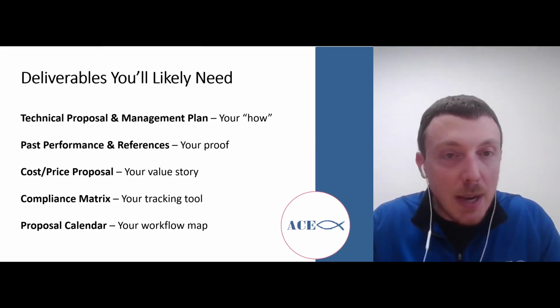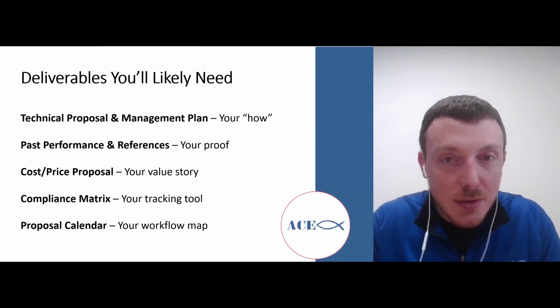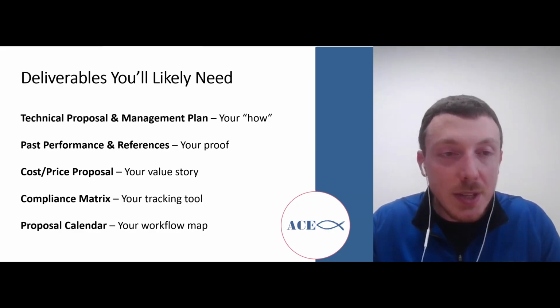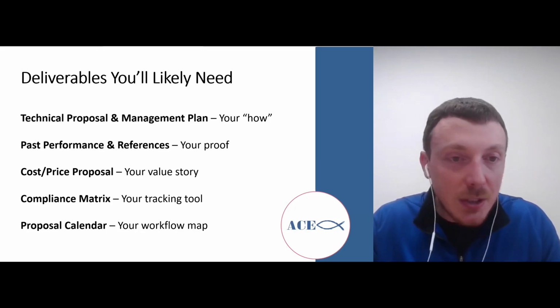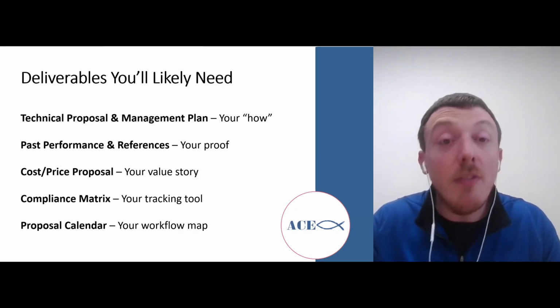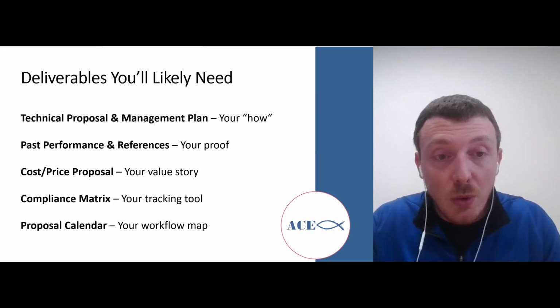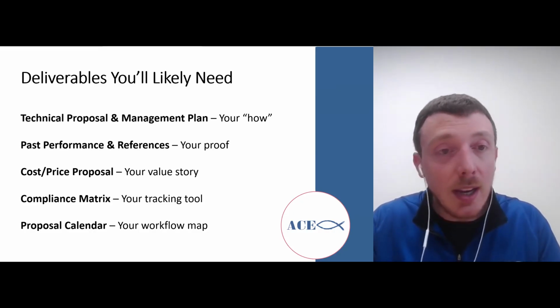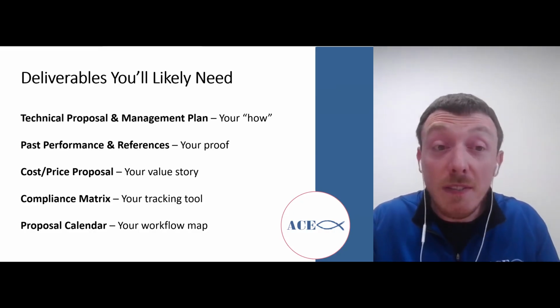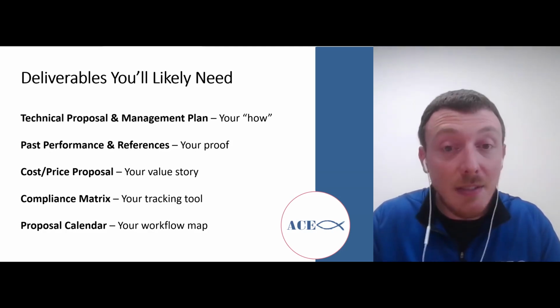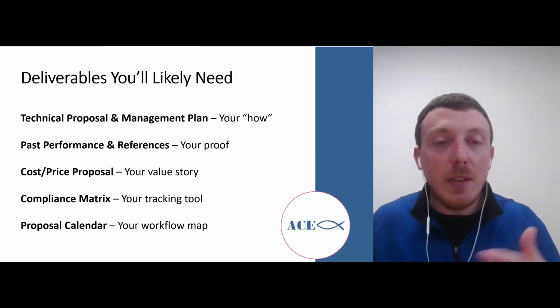But your past performance references, obviously that's the proof. These are the receipts, right? We want to make sure that those really articulate the best position that we can. And then obviously our cost proposal, we want to be providing value, right? We want to make sure that the taxpayer money is being used efficiently and effectively, and that they see the value that you provide. And then the last two things here, a compliance matrix.